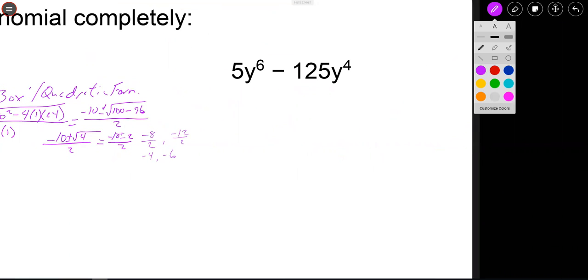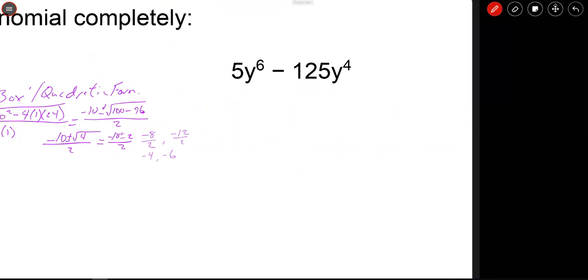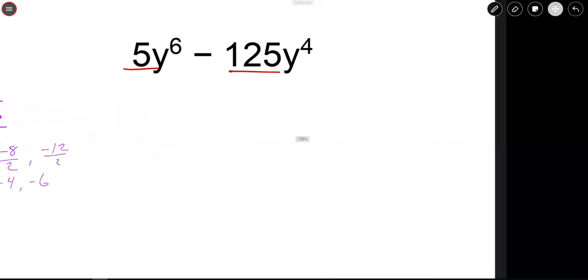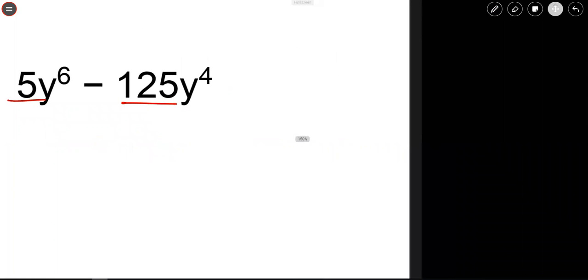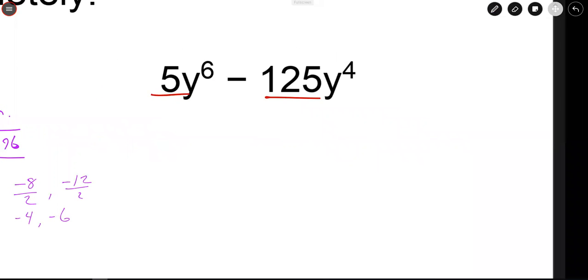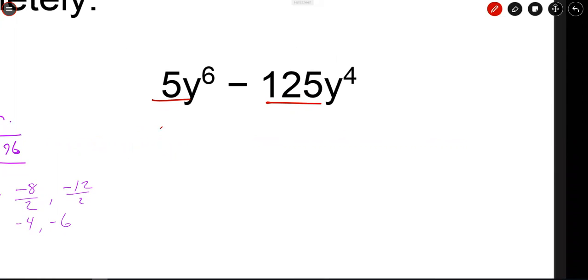5y to the 6th minus 125y to the 4th. Again, I'm going to look at this and go, okay, I've got coefficients that are both multiples of 5. So I'm going to factor out a 5 to start. I'm going to zoom in again here so I have some room to work.